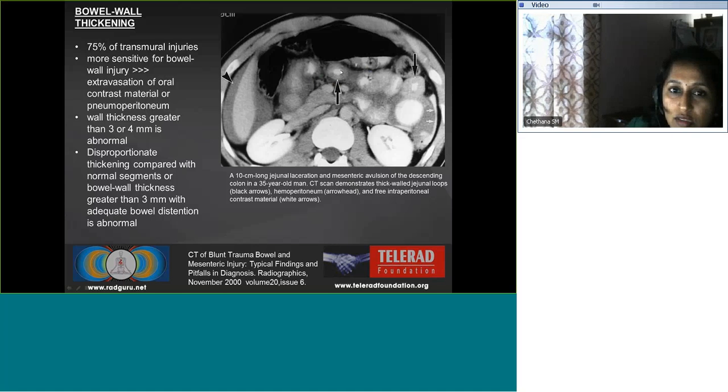So as we can see here, there is circumferential wall thickening of the bowel loops and not much stranding as we see in enteritis. There is also extravasation of the contrast, intraperitoneal fluid, and extraluminal air loculi. So all these put together, these are the ileal loops, jejunal loops. So jejunal perforation is the cause for all these findings.